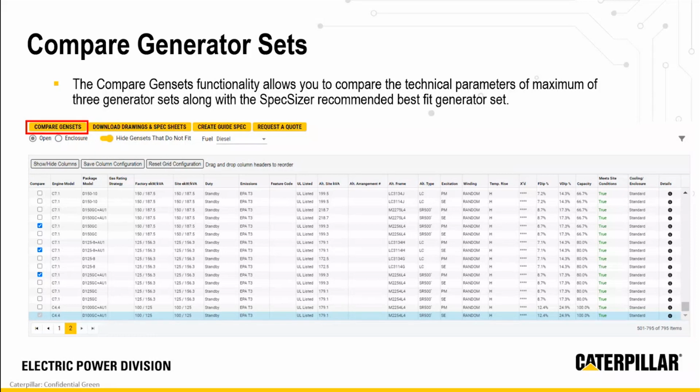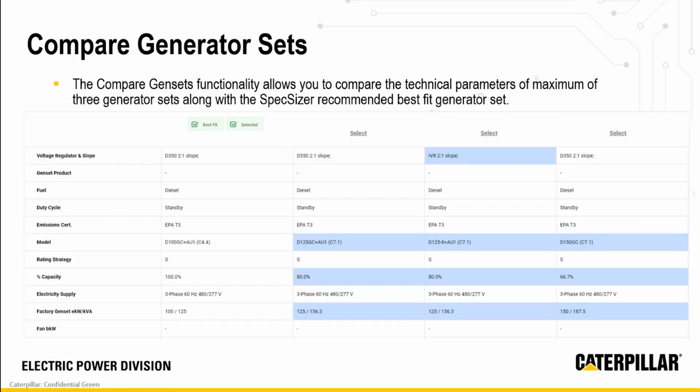The technical parameters can be compared. So what you will need to do is select the generator sets that you wish to compare along with the best fit generator set, and then click on the compare gensets button out here. And then SpecSizer will highlight the technical differences with respect to the best fit generator set in blue separately. And wherever there is no difference, that will not have this blue highlight. Again, we will have a look at this during our demo.